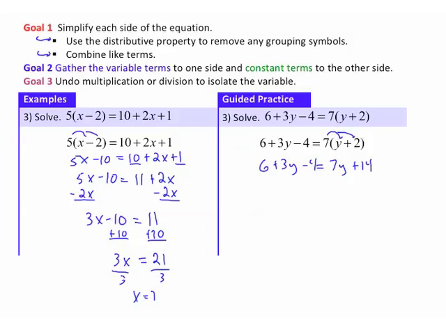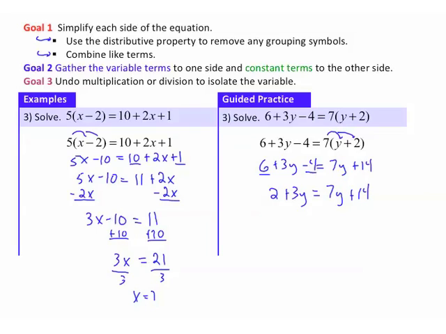Now I would look to combine like terms. I don't have any like terms on the right side, but on the left side I do. I have this 6 and this negative 4. Since those are both on the same side of the equal sign, I can just go ahead and add those together. So a positive 6 and a negative 4 is going to give me a positive 2. So I would have 2 plus 3y on the left. On the right I have 7y plus 14. Okay, now looking at this equation, everything is simplified the best I can do.